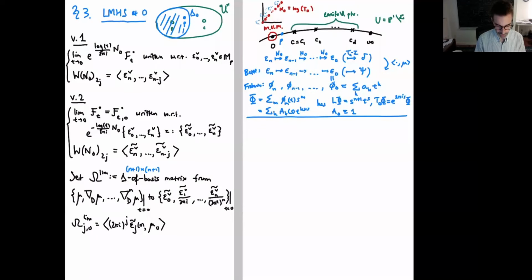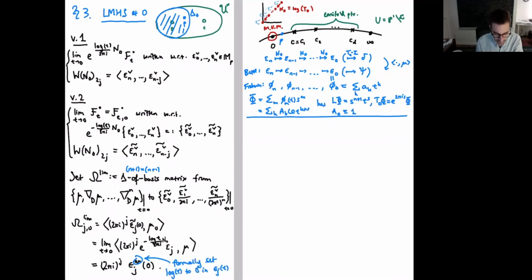And you can compute the first column of this matrix as follows. I just take mu and epsilon_j tilde and evaluate at 0 their pairing. The idea of the tilde is that it gets rid of all the log stuff that would make periods blow up at the origin. So expanding this a little bit, I've applied e to the minus log t N_0 to epsilon_j, and what this does is it simply formally sets log of t to 0 in epsilon_j of t, and so it gives me epsilon_j analytic at 0. So the constant term of the analytic part of the jth Betti period. So that's what the first column of the limiting period matrix is giving.